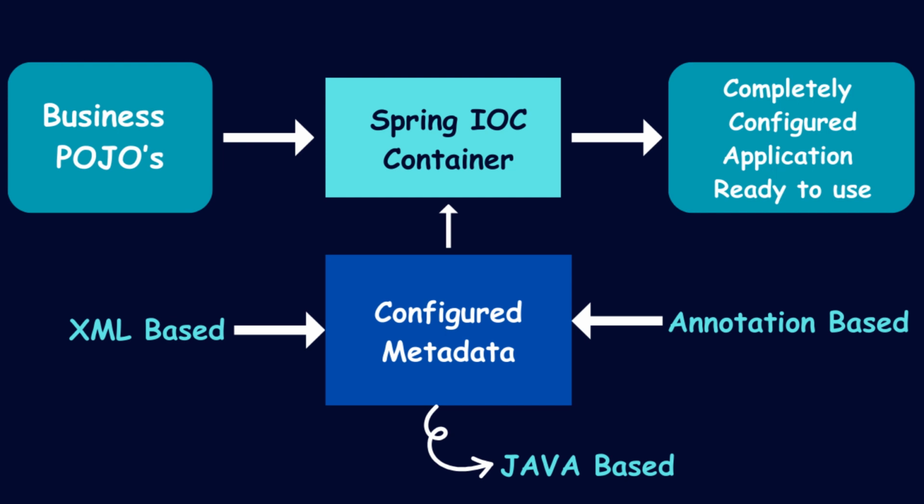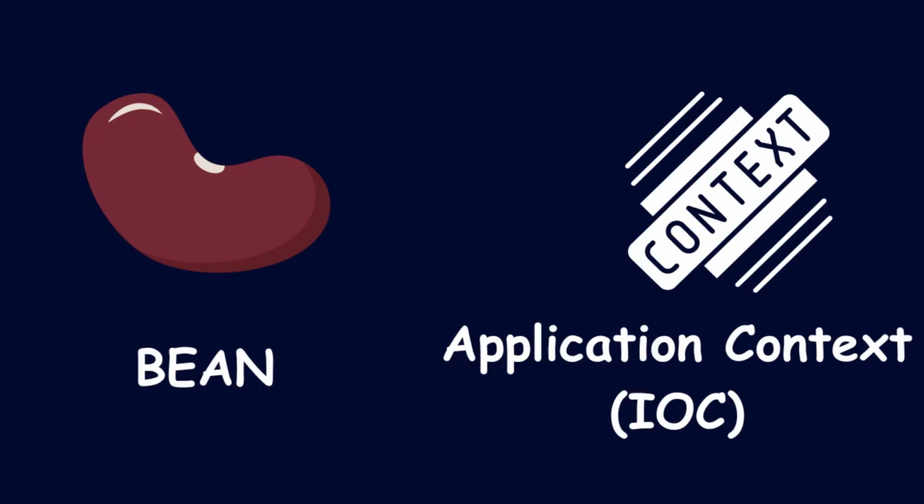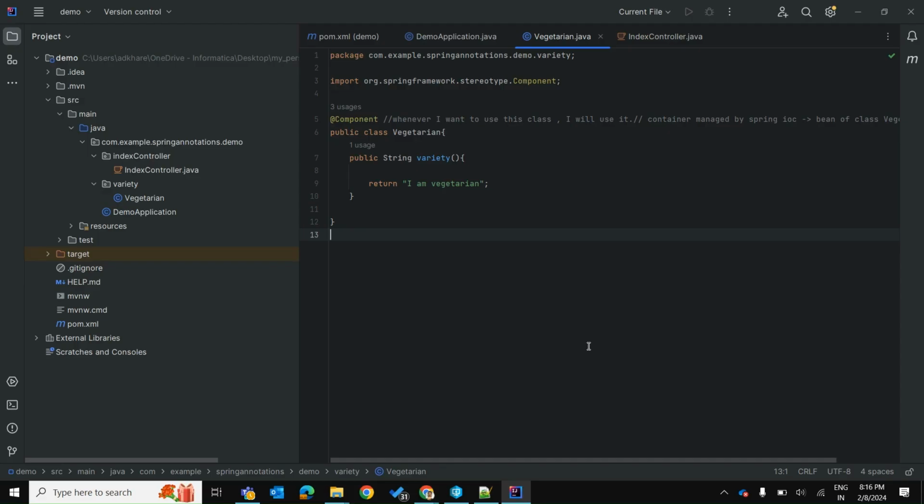So the key components in the Spring IOC container are basically the bean and the application context. A bean is basically the objects that form the backbone of your application. Okay, so they are created, configured, and managed by the Spring IOC container. So the Spring IOC container is an important thing that is responsible for creating, configuring, and managing those beans, right?